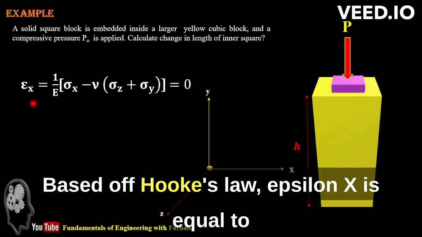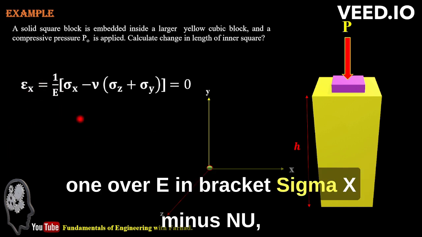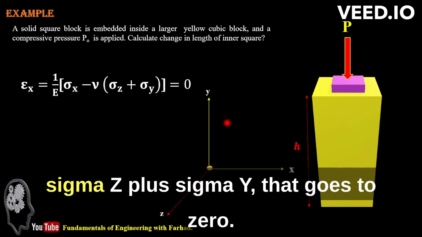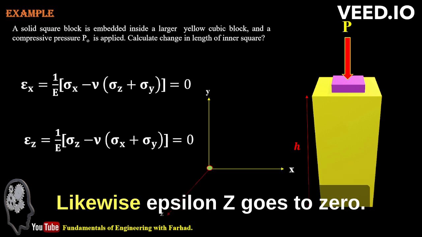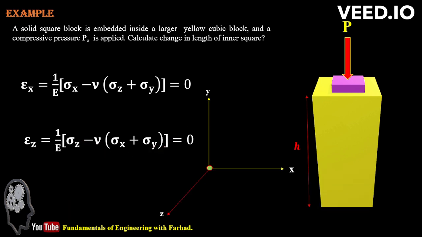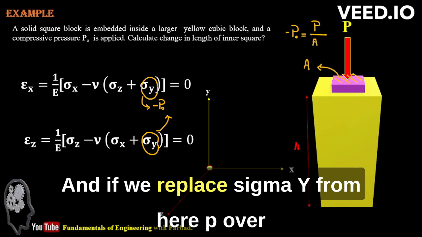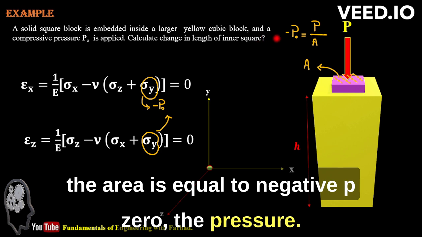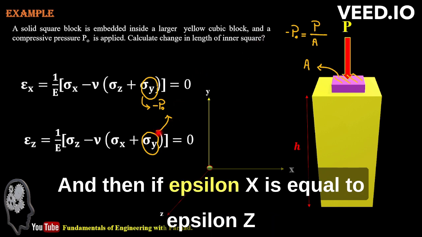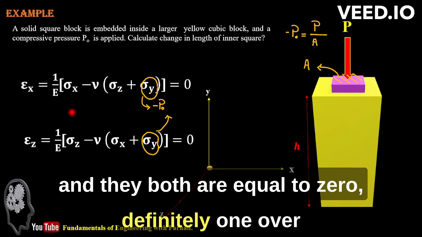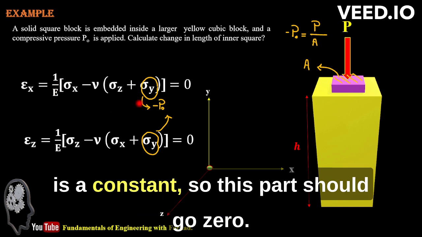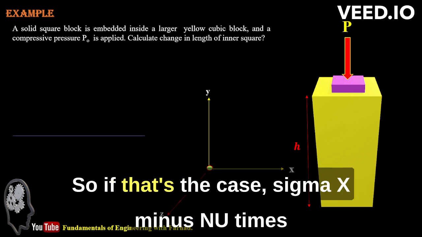Based off Hooke's law, epsilon x is equal to 1 over E in brackets sigma x minus nu times sigma z plus sigma y. And that goes to 0. Likewise, epsilon z goes to 0. And if we replace sigma y, P over the area, with negative P naught, the pressure, then since epsilon x is equal to epsilon z and both are equal to 0, 1 over E is a constant, so this part should go to 0.